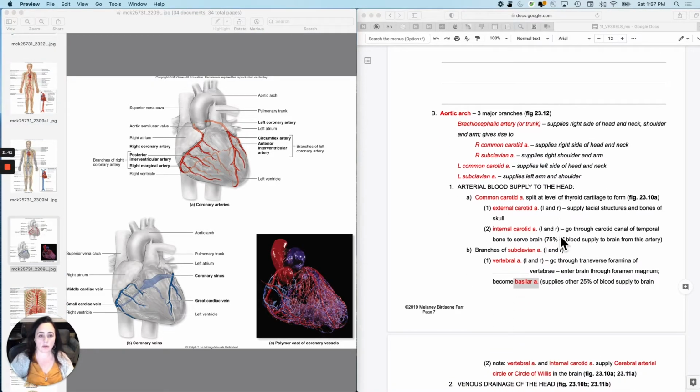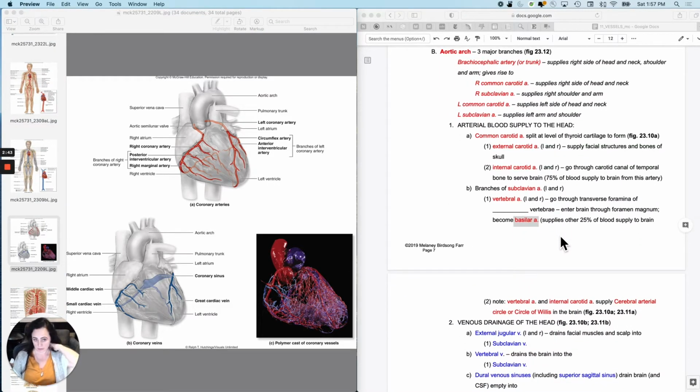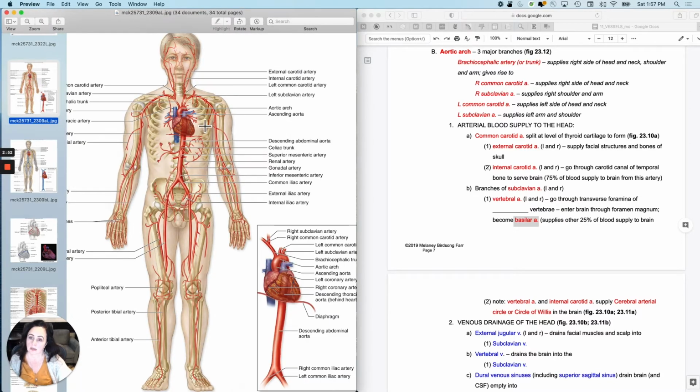So now let's go the other branches. We're going to go aortic arch and talk about the three major branches from the aortic arch. Let's look at it a couple of different ways. Okay, first off, the aortic arch is right here. You can see it, okay, right here. And you can see it here as well.